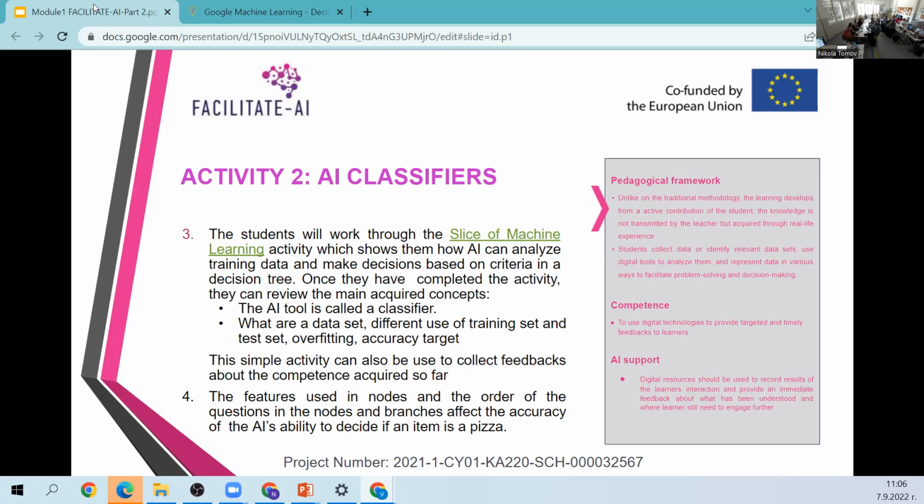And the features they use in the nodes and the order of the questions in the nodes and branches affect the accuracy. So they have to go back and think, what have I done? Could I have chosen another question? Could I have done in a different way what I did?